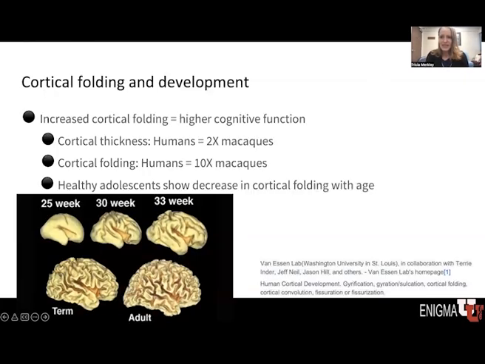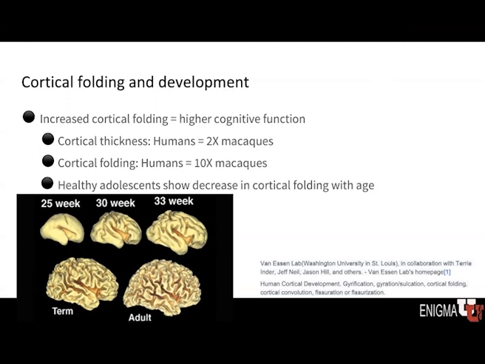The first thing that you might notice about the structure of the brain is that it is comprised of several folds. It gives the brain kind of a bumpy appearance. And our understanding is that increased cortical folding is associated with higher cognitive function. And to illustrate this, we consider first the comparison between the human brain and the macaque brain.